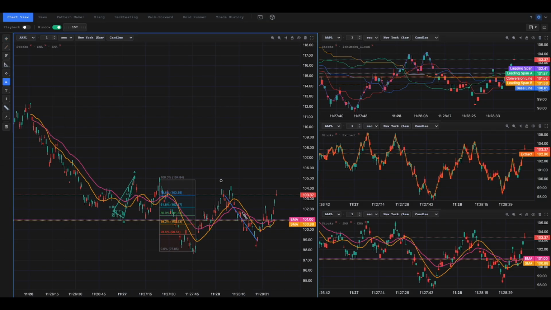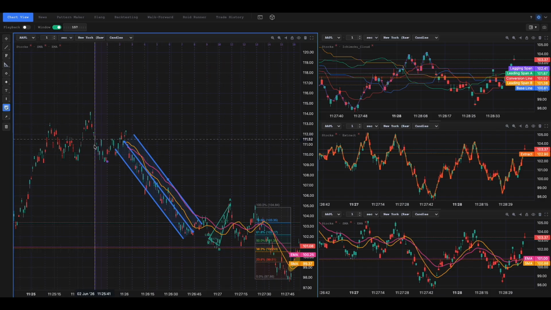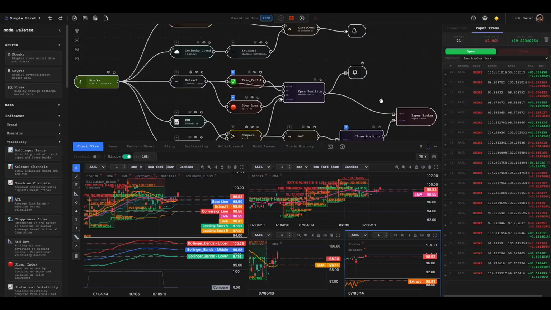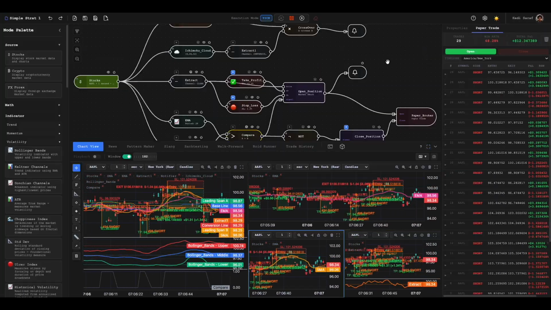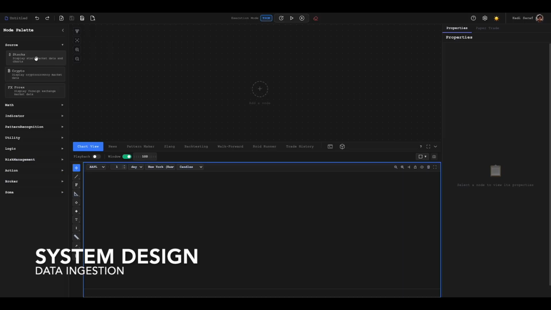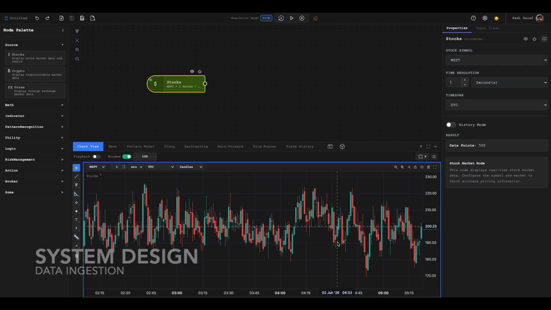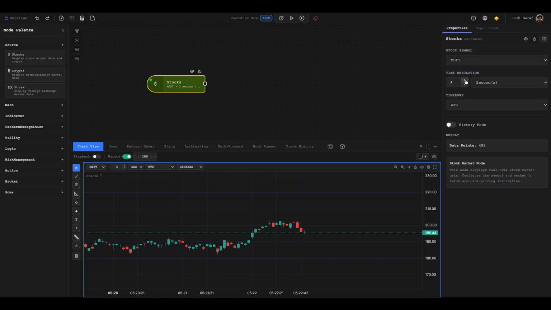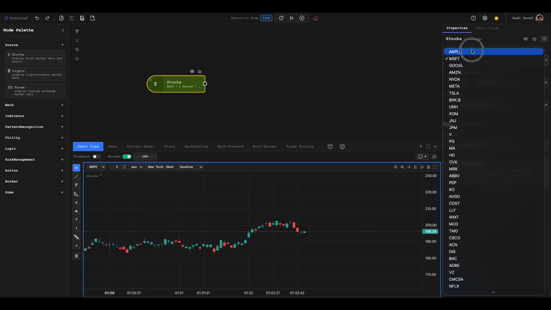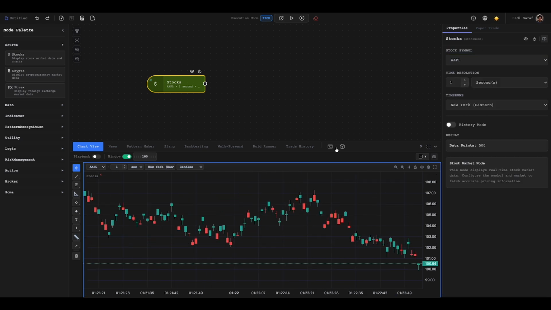We have broken down an institutional-grade trading engine into 5 fundamental, composable layers that you can configure entirely via drag and drop. First is ingestion. Everything begins with a data source node. You plug directly into live, multi-asset market data, whether you're trading equities, crypto, or Forex.